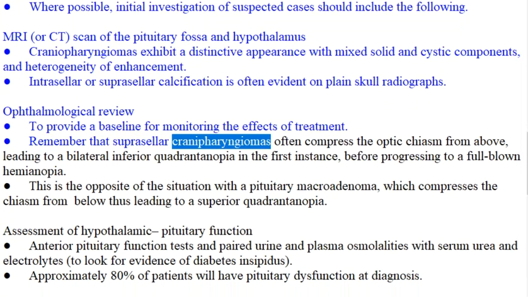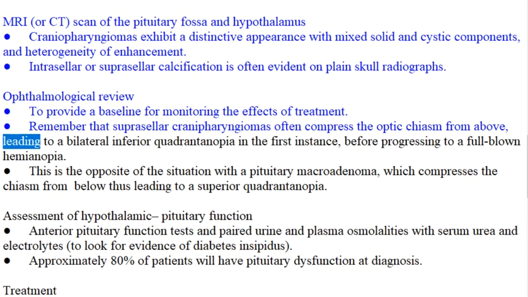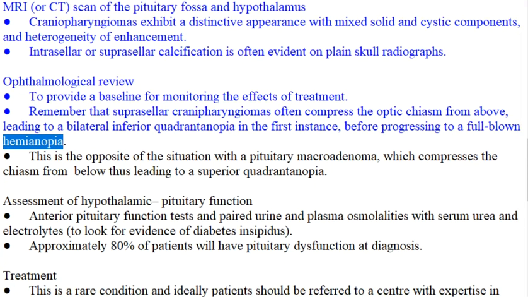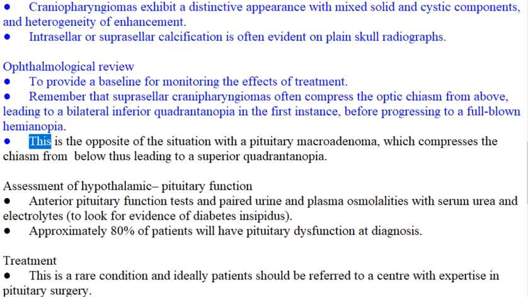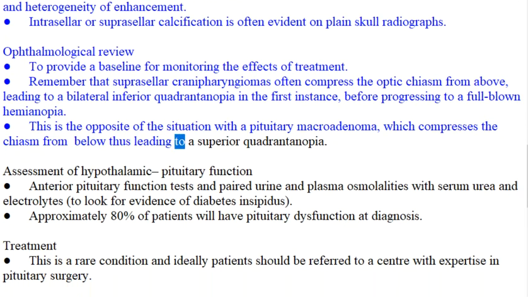Remember that suprasellar craniopharyngiomas often compress the optic chiasm from above, leading to a bilateral inferior quadrantanopia in the first instance, before progressing to a full-blown hemianopia. This is the opposite of the situation with a pituitary macroadenoma, which compresses the chiasm from below, thus leading to a superior quadrantanopia.